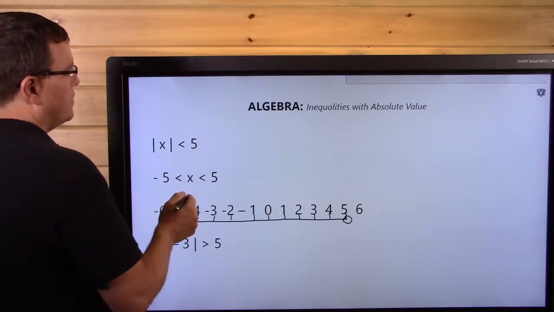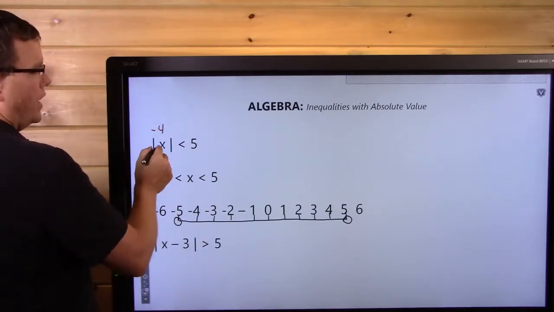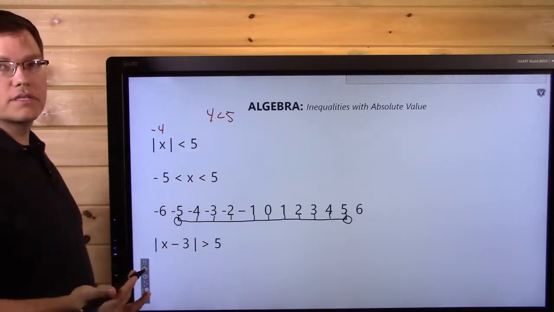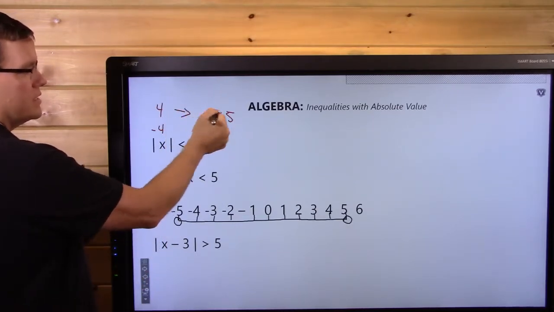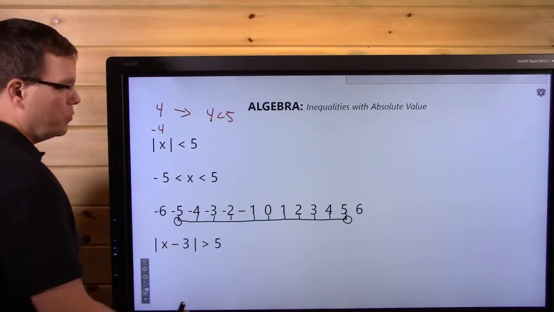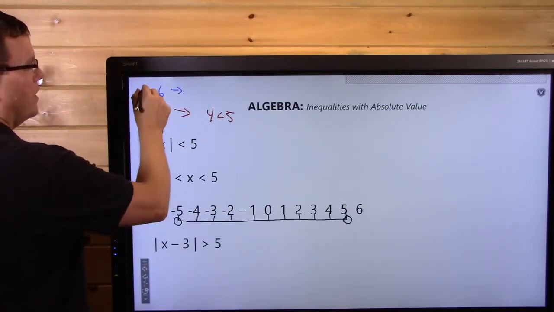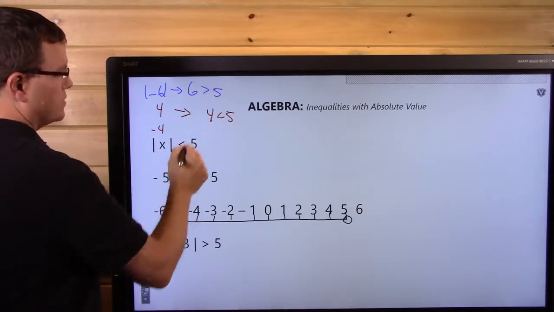So how do we know that? Because if you put -4 in here, right? -4 absolute value becomes 4. 4 is less than 5. That works. If you put +4 in here, that becomes the same thing. But if you put -6 in here, -6 would become 6. And 6 would be greater than 5, so that doesn't work.